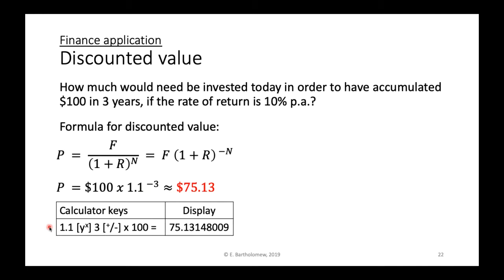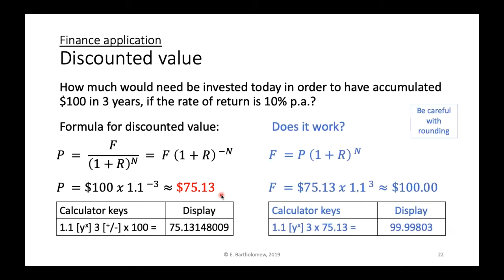And this is what we would see using our calculator. So 1.1, y to the x to take it to the 3rd power, but we need the negative 3rd power. So you use the plus or minus key to switch that, and that'll do it properly. Multiply that by 100, and you will get 75.13. We could have put the 100 in front if we wanted. And then we round that to 75.13.